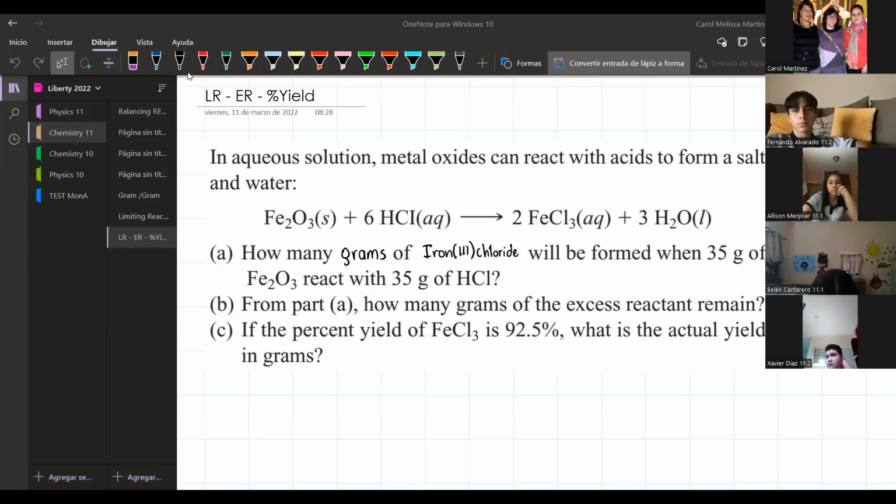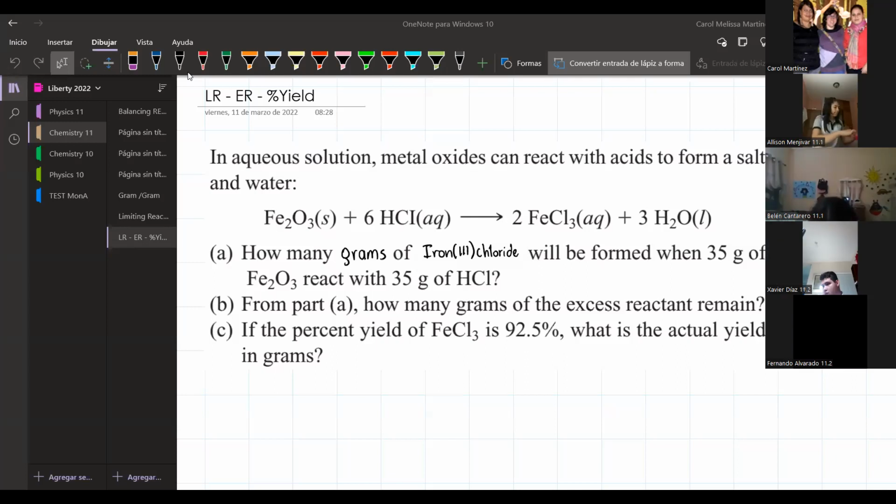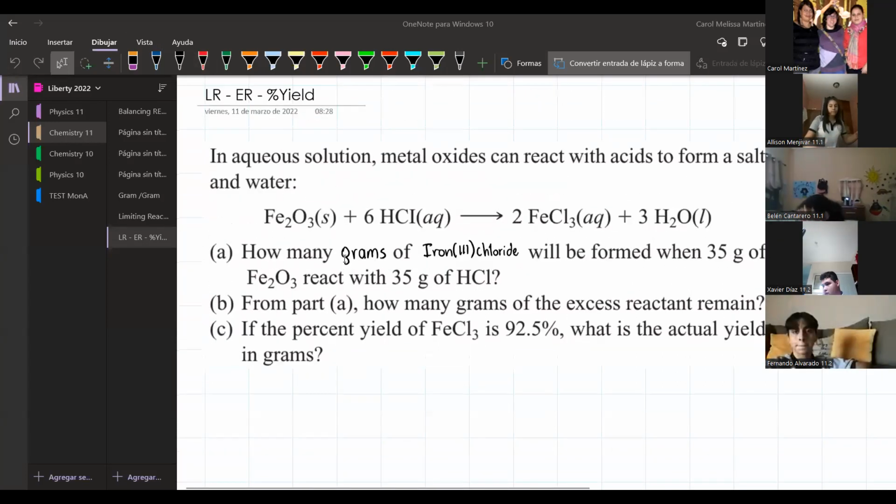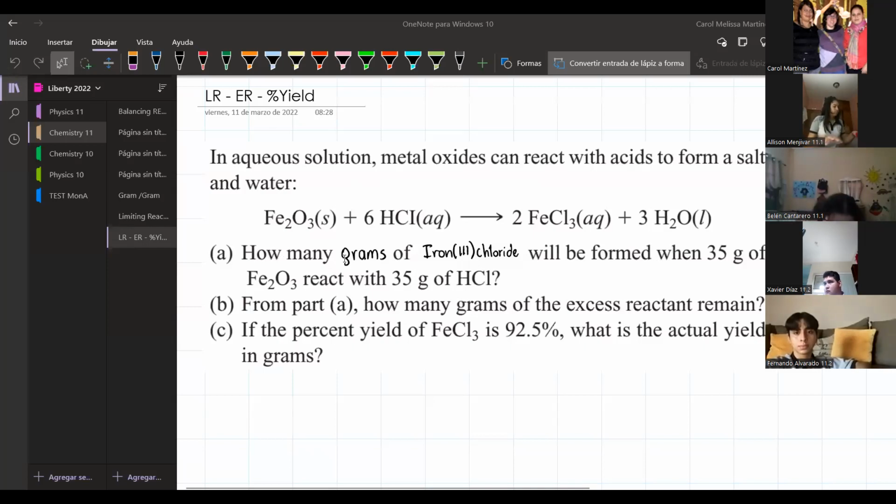The first question says, how many grams of iron 3 chloride will be formed when 35 grams of iron 3 oxide react with 35 grams of hydrochloric acid? So the first part is about determining the amount of that theoretical yield. Then it says, from part A, how many grams of excess reactant remain? Here in this class, we're going to learn how to get the leftover, okay?